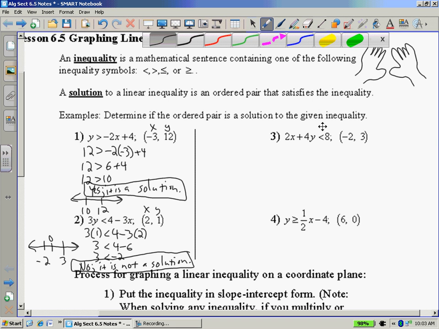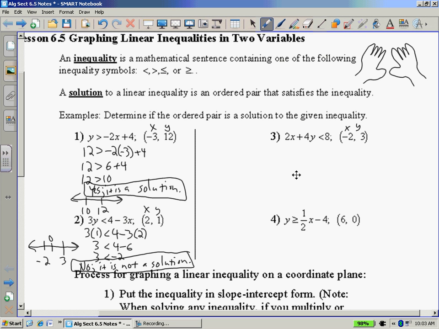Okay, number 3, here we have x and y. Alright, we're going to plug in x, so 2 times negative 2 plus 4 times 3 is less than 8. 2 times negative 2 is going to be negative 4, plus 12 is less than 8. Negative 4 plus 12 is 8.